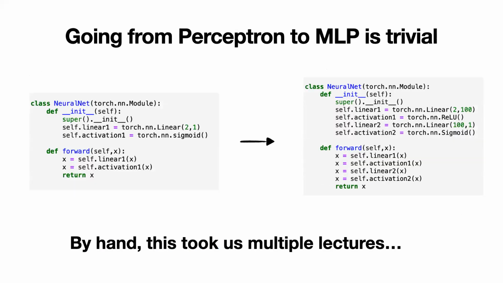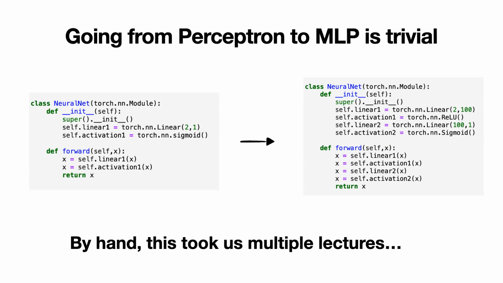Okay, so then you can basically go from a perceptron to a multi-layer perceptron by just adding a few lines. So we had for our perceptron only one linear layer and directly our activation, and then we run our forward through a linear layer and then through the activation.